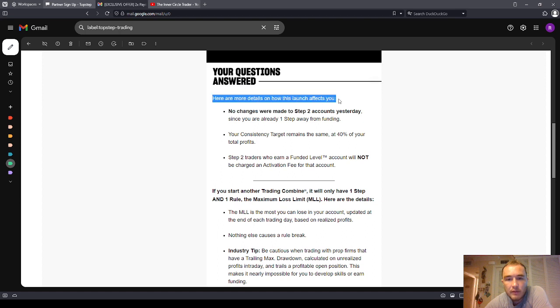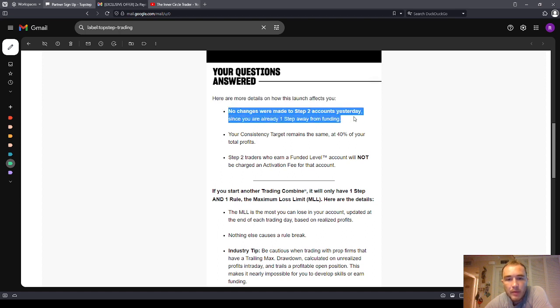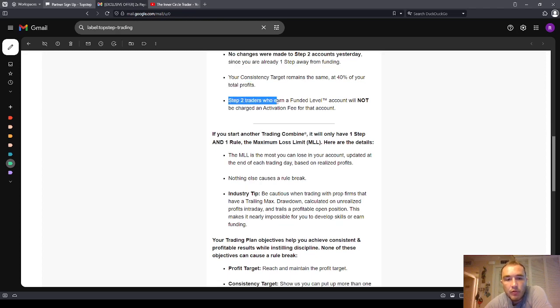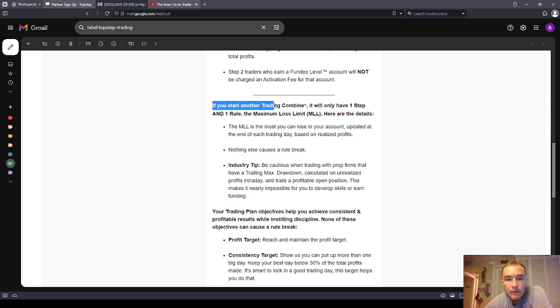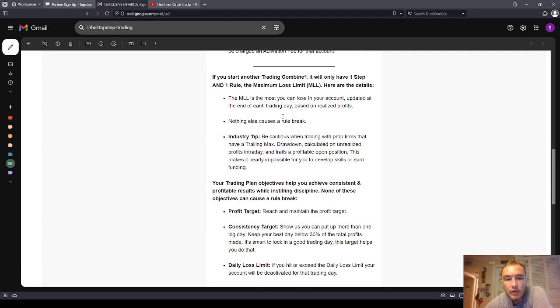Here are more details on how this launch affects you. No changes were made to step two accounts yesterday since you were already one step from funding. Your consistency target remains the same at 40% of your total profits, which is good. Step 2 traders who earn a funded level account will not be charged an activation fee. If you start another trading combine, it will only have one step and one rule. The maximum loss limit, here are the details. The MLL is the most you can lose your account, updated at the end of each trading day based on realized profits, and we know that that is the industry leader. No doubt about that. Nothing causes a rule break.